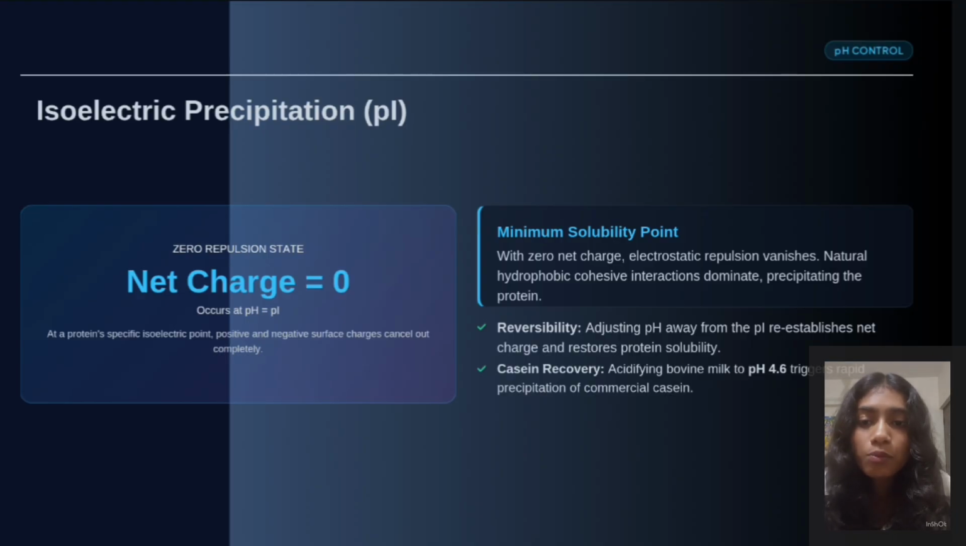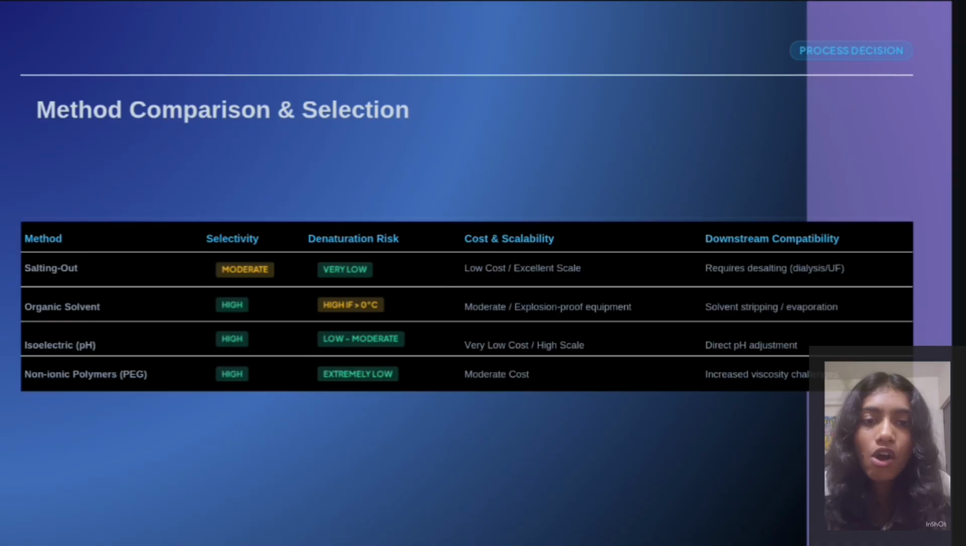At pH equals pI, we reach a zero repulsion state. Without electrostatic repulsion to keep them apart, natural hydrophobic cohesive forces take over, leading to minimum protein solubility and rapid precipitation. The best part, it is completely reversible. Adjusting the pH away from the pI restores the net charge and dissolves the protein. A classic industrial example is casein recovery, where acidifying bovine milk down to pH 4.6 triggers instant precipitation of commercial casein protein.